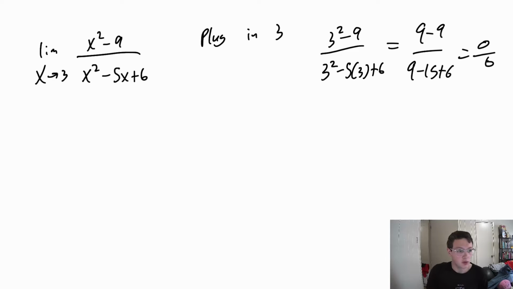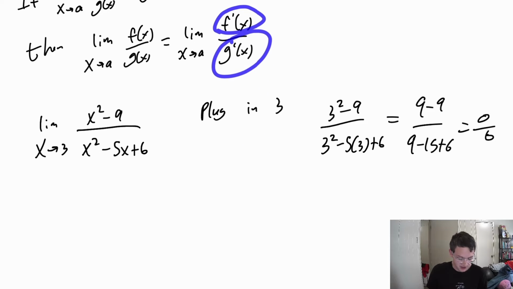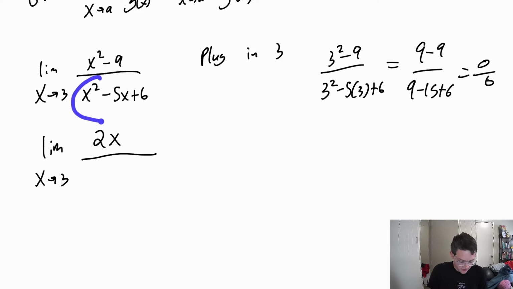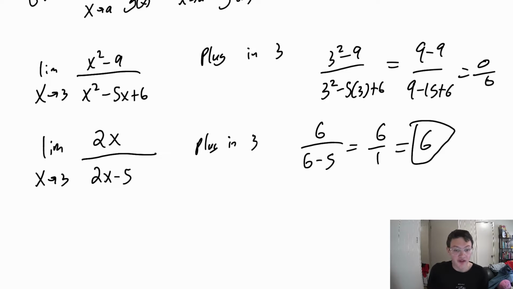And how do we apply L'Hopital's rule? Just to refresh, we're going to take the derivative of the top and the derivative of the bottom separately. So what that's going to look like for us is now we're going to take the limit as x goes to 3 of this derivative of the top here, which is just 2x, and then the derivative of the bottom here is 2x minus 5. And now we can plug in 3 to this. If we plug in 3, we're going to get 6 over 6 minus 5, which is 6 over 1, which is 6. And so we could find this limit super quickly.